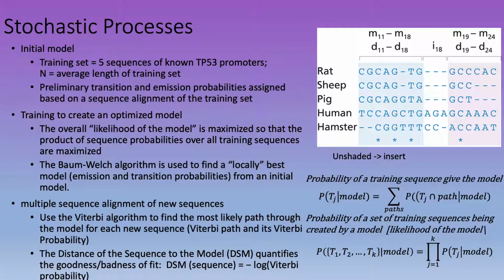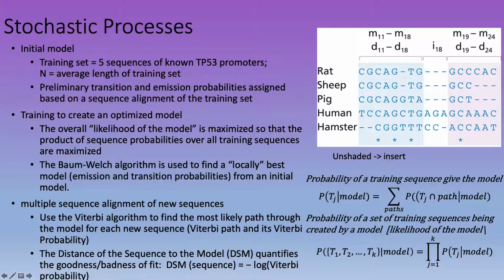So after we've created this trained optimized model by maximizing the likelihood function over here, then what we can actually do is add new sequences to it. So we can add new sequences to the multiple sequence alignment. And basically what we do is when we add a new sequence in, we use this algorithm called the Viterbi algorithm, which is basically just a way to find the most likely path through the model for this new sequence. So given that model, what's the best path through that model? And we call that the Viterbi probability.